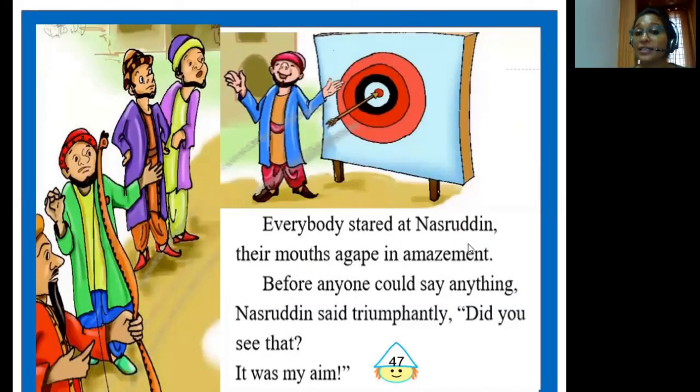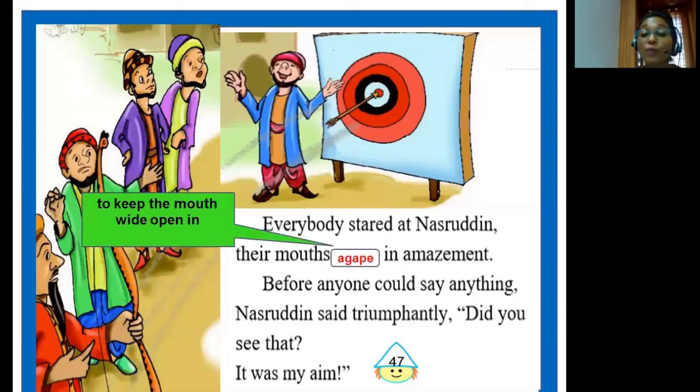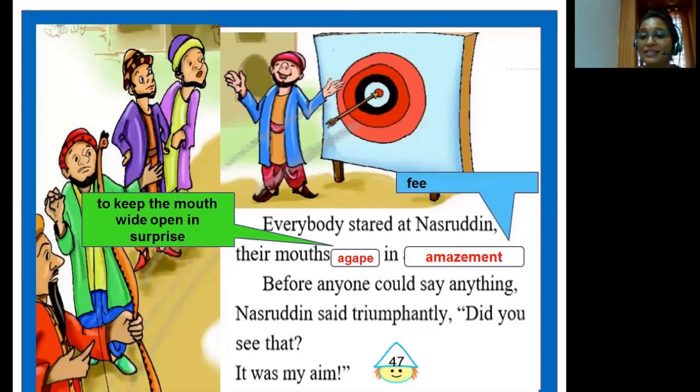Everybody stared at Nasruddin, their mouths agape in amazement. No one really believed that Nasruddin could hit the target, and this time when they saw that Nasruddin had hit the target, they were all amazed, and it left their mouths agape. Here, the word agape means to keep the mouth wide open in surprise, and the word amazement means feeling of surprise. So Nasruddin's friends were surprised that he had hit the target.